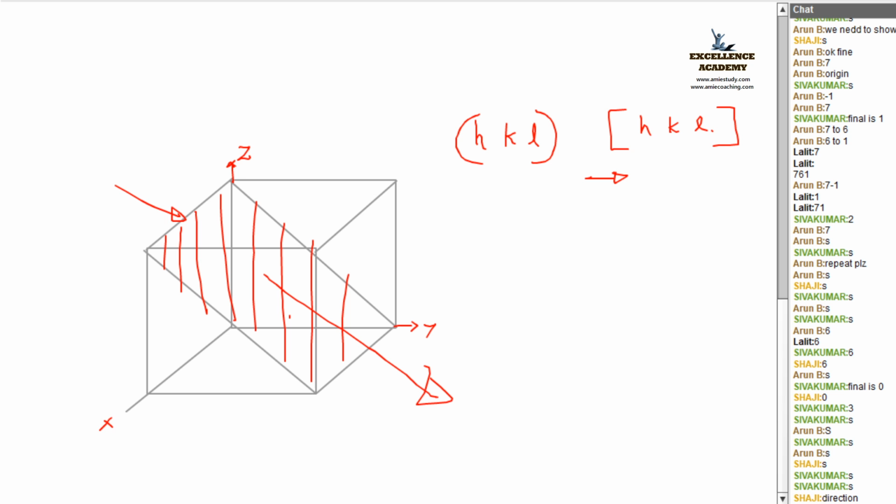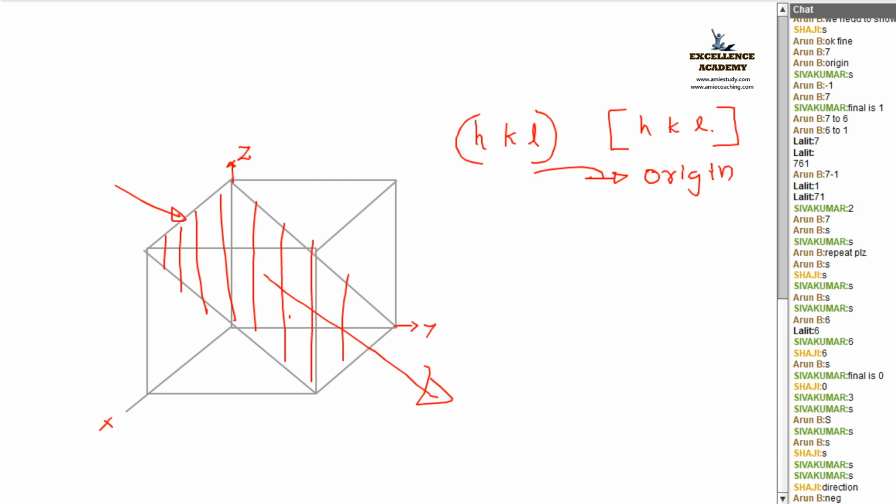Yeah, you have to check for negatives, and if a negative is there, you have to shift the origin, right? The same condition we have to follow here also. Origin shifting we have to follow here also. That is the first condition. Second one, how will you determine the coordinates? Simply taking the x value as h, the y value as k, and the z value as l, right?